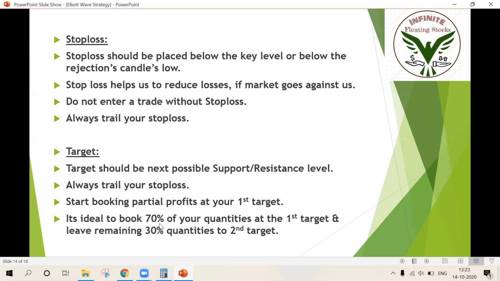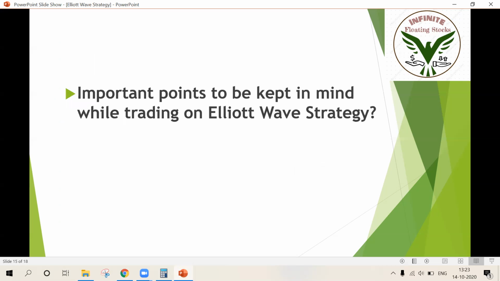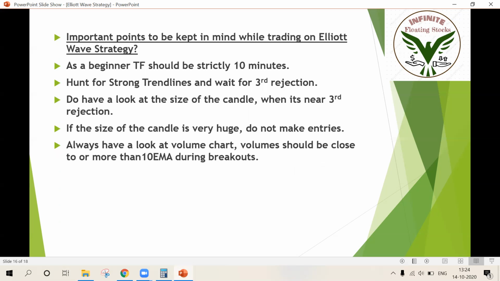If you are entering with 1,000 quantities, you need to book 700 quantities at the first target, and leave the remaining 300 quantities for the second target. Okay, so here are important points to keep in mind while trading on the Alert Wave strategy.